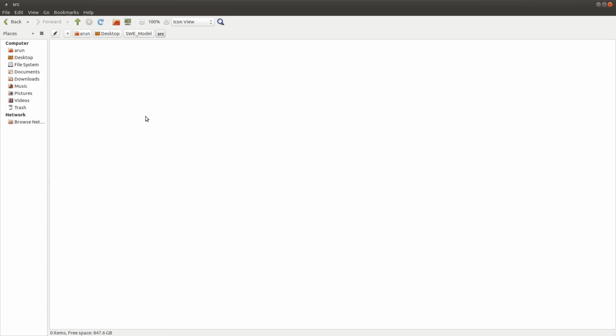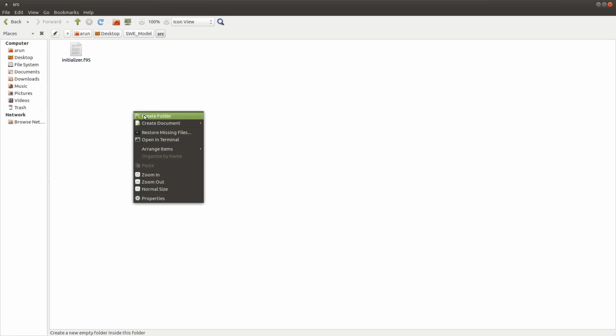First, go to the source file, and then you have to create 5 files over here. So let's create some first of them. The first file is going to be called the initializer file, initializer.f95. This file is going to contain all the initial conditions for the model to start with.